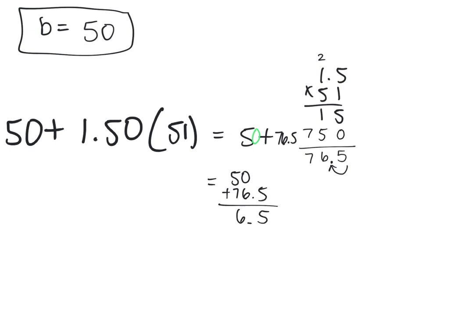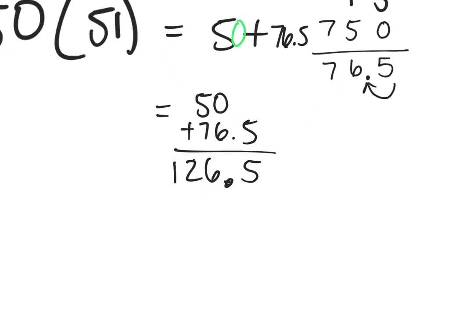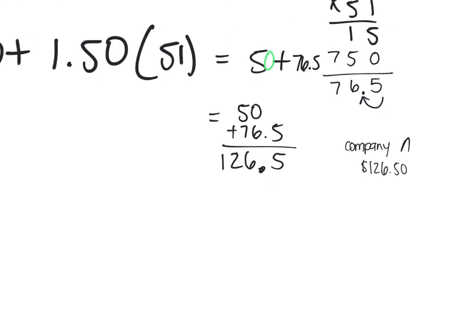So company A at 51 brochures will give us $126.50. We have to compare that to company B.